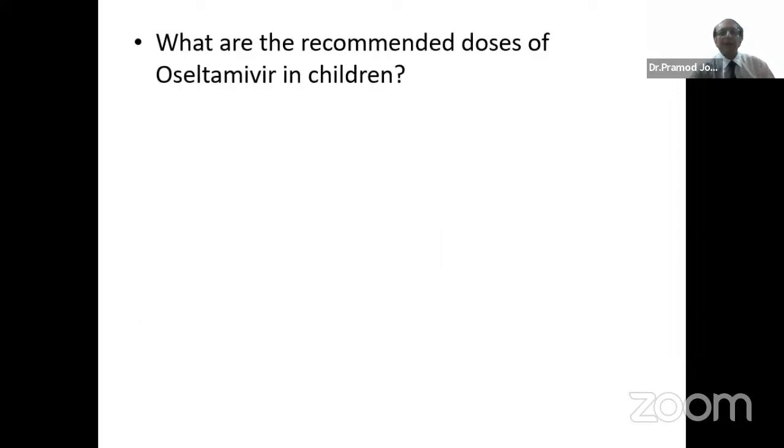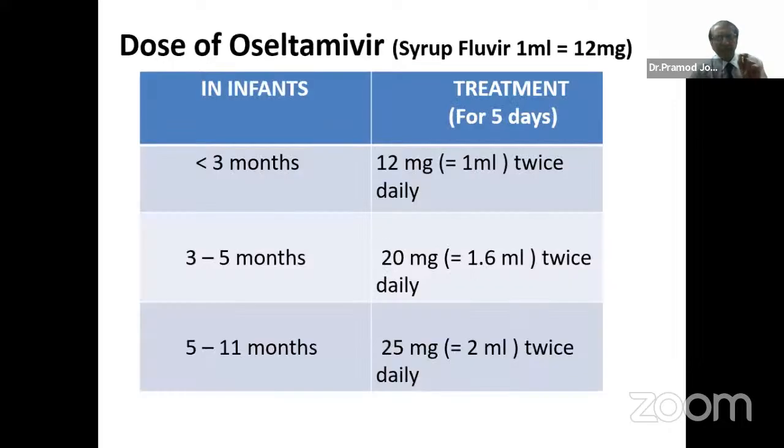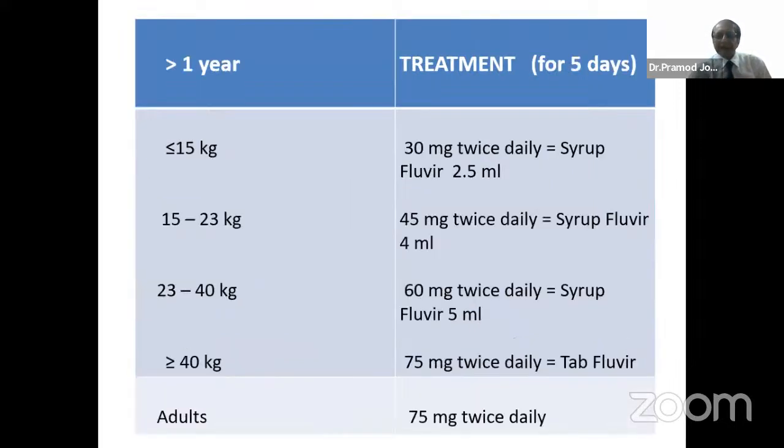Okay. And what are the recommended doses of oseltamivir? Many of us always like to look into the literature of the bottle or on the tablet, but it's very easy. Of course, if you are confused, you can always refer to the literature. You see, the dosages in infants between 0 to 3 months, 3 to 5 months, and 5 to 11 months are basically given in the form of a syrup. So it's 12 milligrams, which is equal to 1 ml twice daily, then 20 milligrams twice daily, and 25 milligrams twice daily. Okay. And as you know, the therapy is for 5 days and prevention is for 10 days.